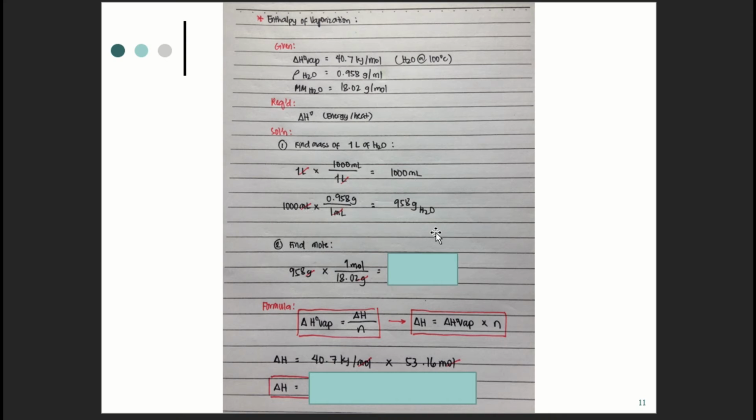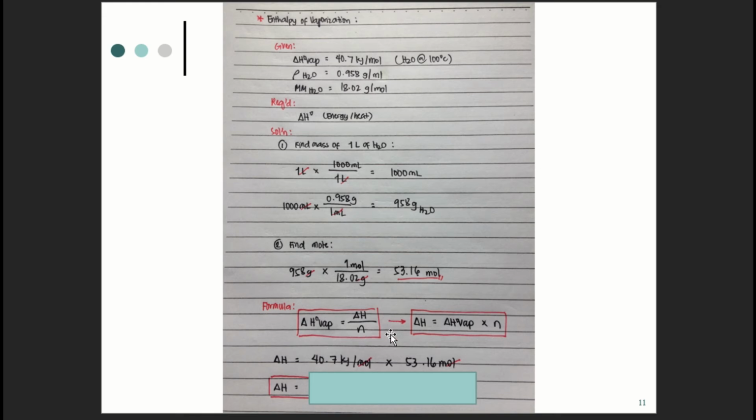Now that we have our mass and also the molar mass, we can now find the mole. So, using the molar mass, we can now compute for the mole. 958 grams times for every 1 mole, there's 18.02 grams. Cancel si grams, we will get the mole. And dapat ang makukuha natin, it's 53.16 mole. Okay? So, meron na tayong mole. Meron na rin tayong standard heat of vaporization. Now, we are asked to find the energy para ma-vaporize yung 1 litro ng tubig.